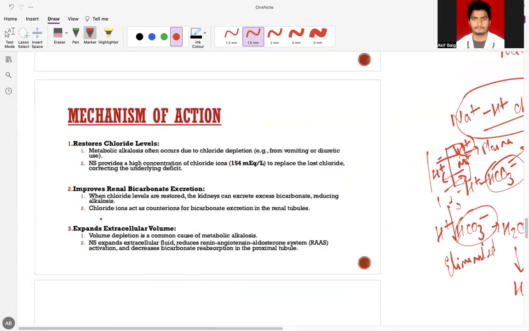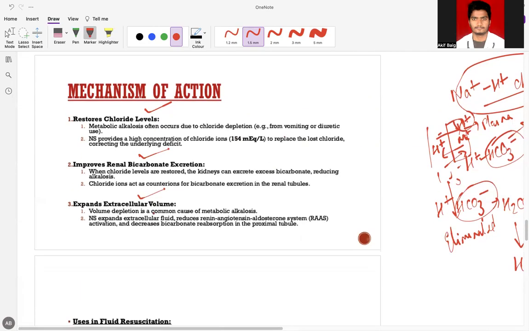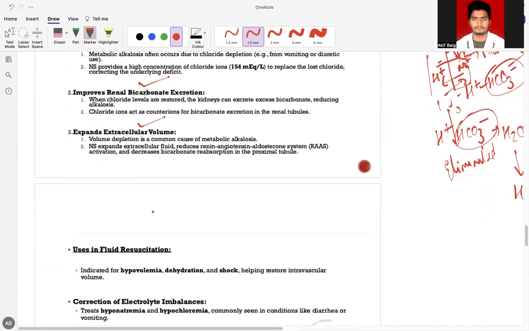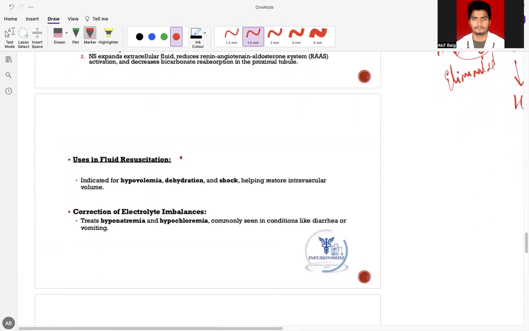So these are the mechanisms of action of the sodium chloride. First, it restores the chloride levels. It improves the renal bicarbonate excretion, and also since it is isotonic or slightly hypotonic, it also expands the extracellular volume and basically maintains the intravascular volume. It is used as one of the main IV fluids in fluid resuscitation. Suppose patient is very much dehydrated, hypovolemic, or in shock. This is the first fluid which can always be preferred in those patients. Also, it can be used in severe shock or severe metabolic acidosis.